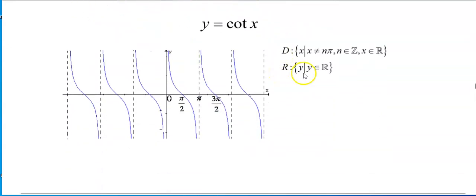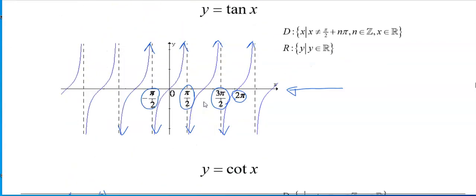Cotangent graph looks very similar. But now notice the cotangent graph actually starts at the top left and goes down to the bottom right, each one of these pieces. And again, they go up and down forever. And you have vertical asymptotes here as well. But notice that the vertical asymptotes are in different places. Cotangent is undefined for different angles than tangent is.